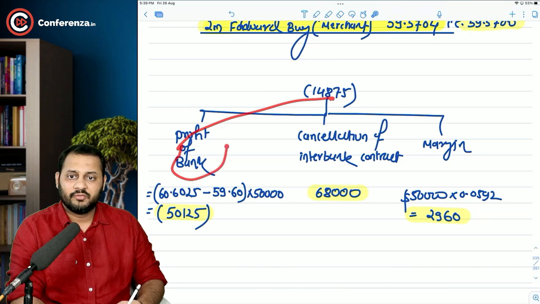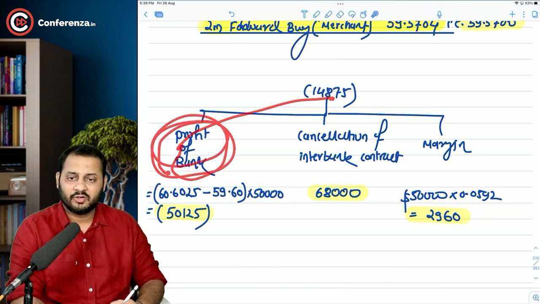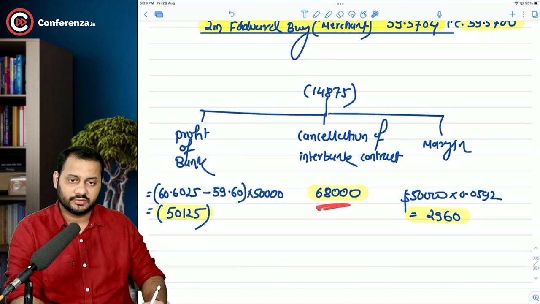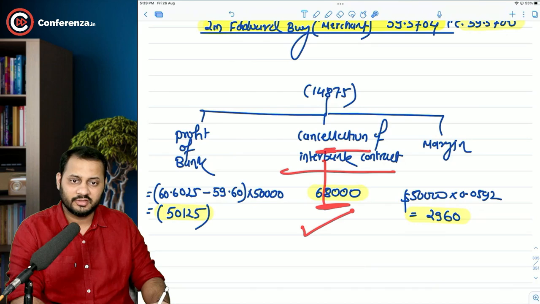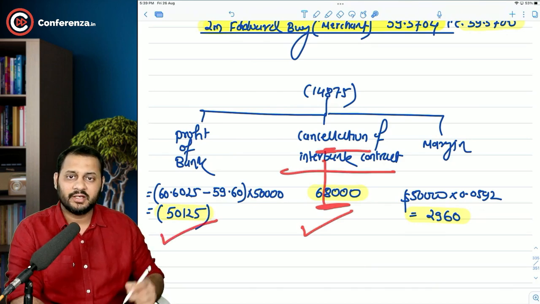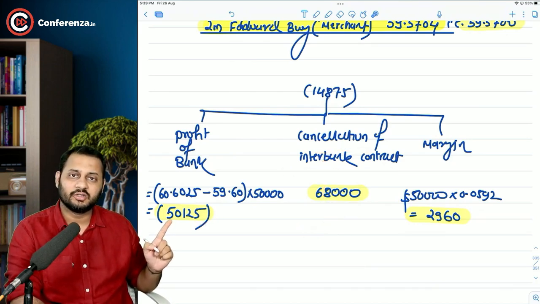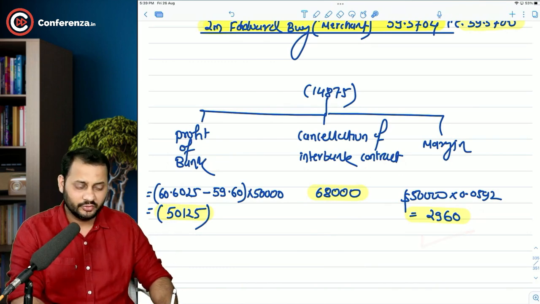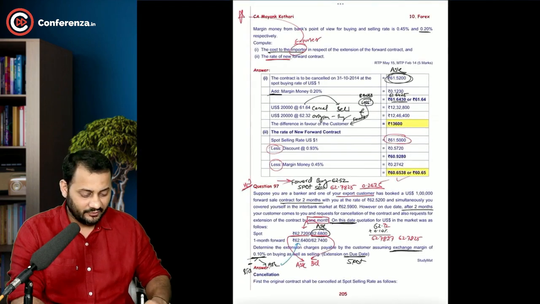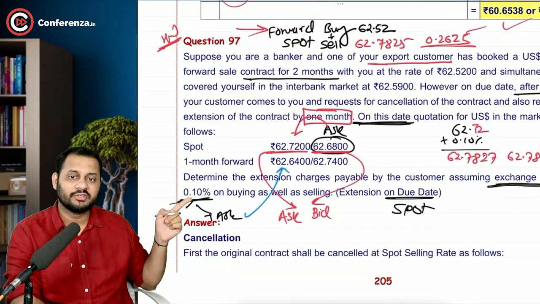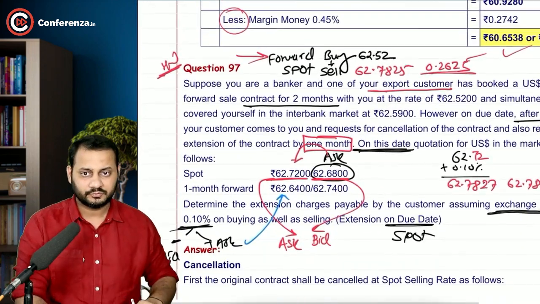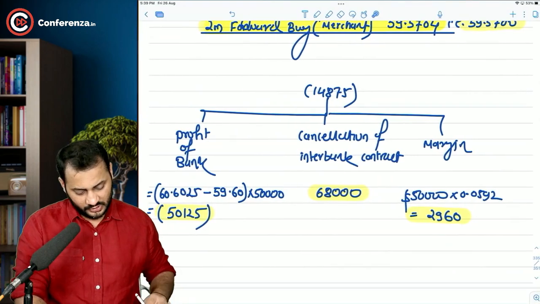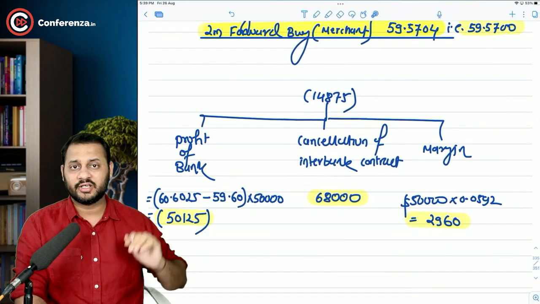The profit of the bank by cancelling the interbank covered contract was 68,000. Cancellation of the interbank contract, the bank earned 68,000. The profit of the bank if the customer would have honored the contract, and this is the margin. I told you the 3,000 rupees is around the margin, because with the customer we have added a margin of 0.10%. We adjusted the margin with the customer, but not in the interbank market. So this is how we have bifurcated 14,875.